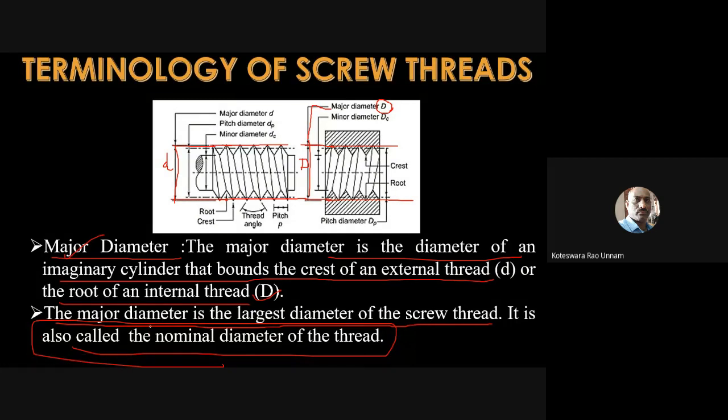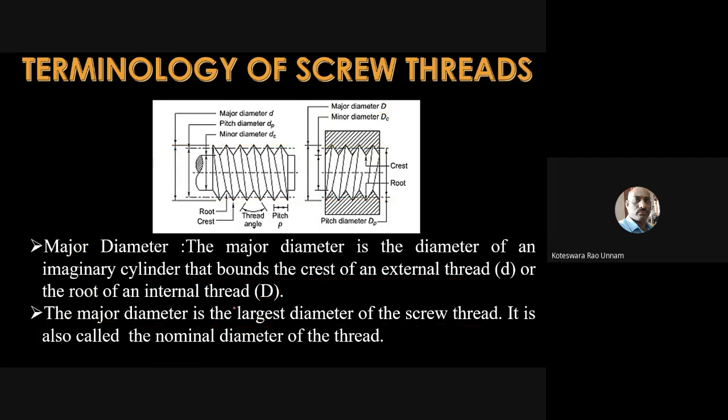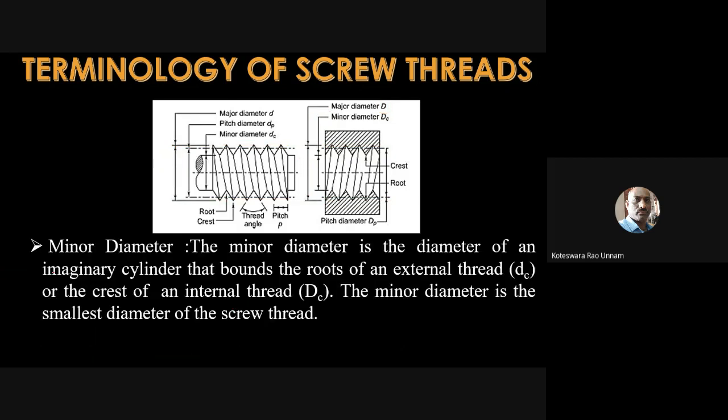Right. The major diameter is the largest diameter of the screw thread. It is also called the nominal diameter of the thread. Okay, so this is the definition of major diameter. Then the other one is the minor diameter. So it is a reverse. See, if you look at the definitions for the major diameter and minor diameter, it is reversed in the case of internal and external threads. You need to remember that point.